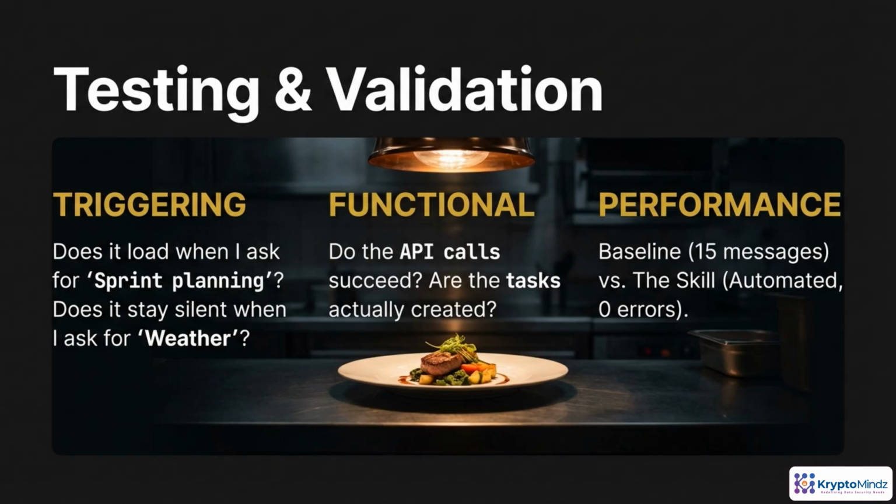Second, functional testing. Once it's running, does the workflow actually succeed? Confirm API calls return valid results. Data is saved where you expect, and real objects, tasks, tickets, documents, are created correctly. Finally, performance. Compare doing the task manually versus with the skill. You're looking for fewer messages, fewer tool calls, lower token usage, and ideally zero recoverable errors.